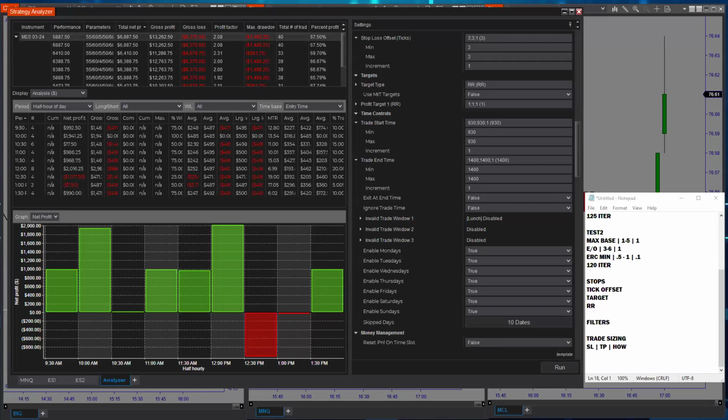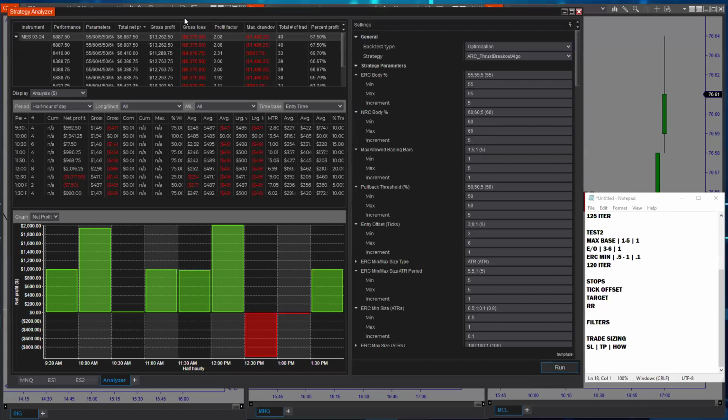Now looking at the times, we were able to flip 10:30 to kind of a break even, and then 12:30 in this case kind of pushed out the profit from that 1:30 time frame. So let's go in and see what we came up with on this test.